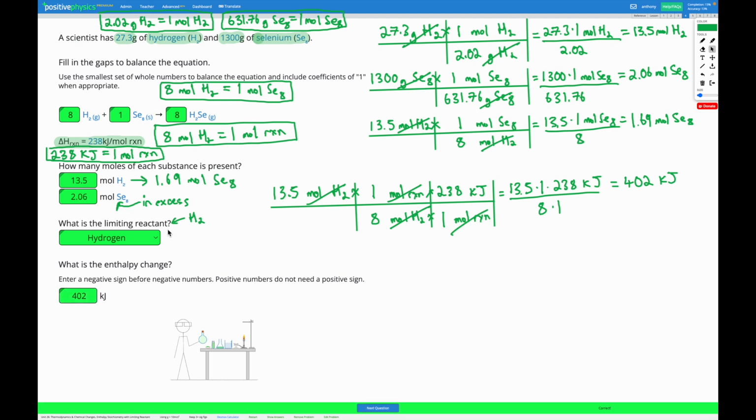So again, this works exactly like any other limiting reactant problem. The only difference is that we're going to be using that enthalpy change of reaction as our conversion factor between moles of reaction and the enthalpy change.